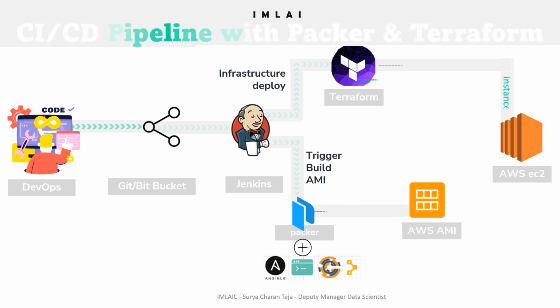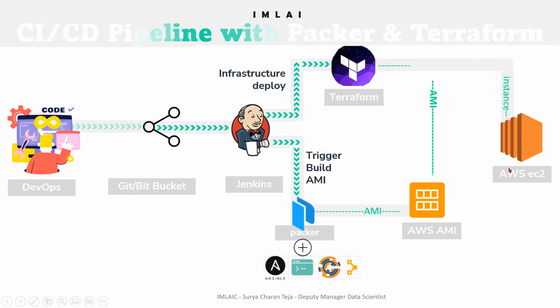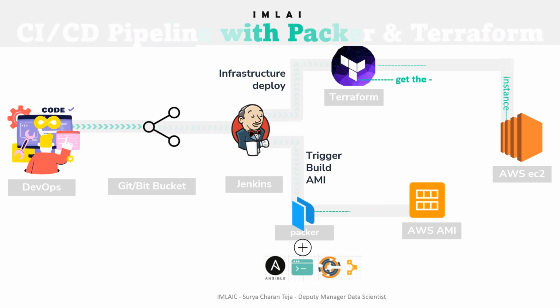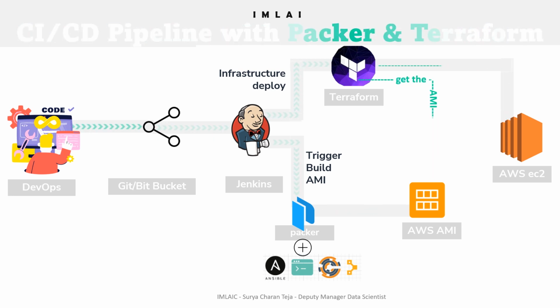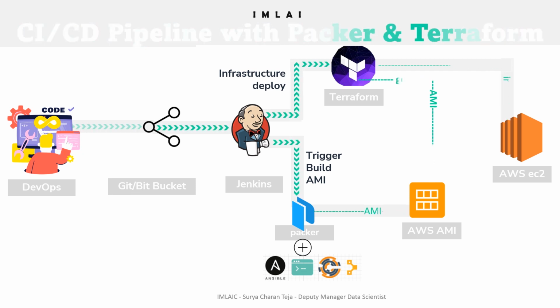This upgraded AMI will be pushed to Terraform, and Terraform will take this AMI and spin up the new instance. So this is how you can continuously build your EC2 instances through the changes that you have given to the Packer HCL template. I hope it's clear, or else I would just summarize the whole pipeline.